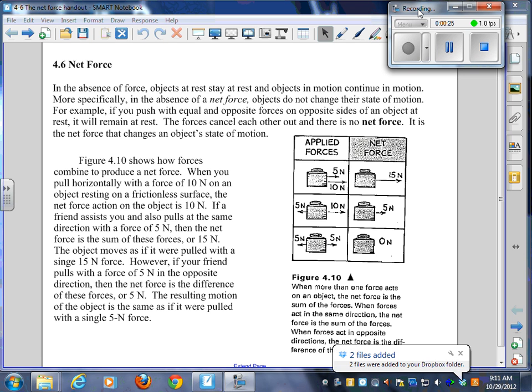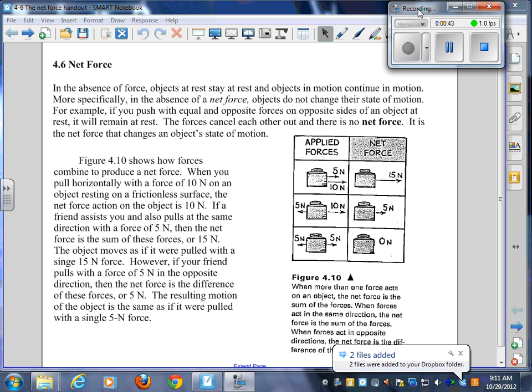For example, if you push with equal and opposite forces on opposite sides of an object at rest, it will remain at rest. The forces cancel each other out, and there is no net force. The combination of all forces acting on an object is called the net force. We know that already. It's the net force that changes an object's state of motion. Figure 4.10 shows how forces combine to produce a net force.